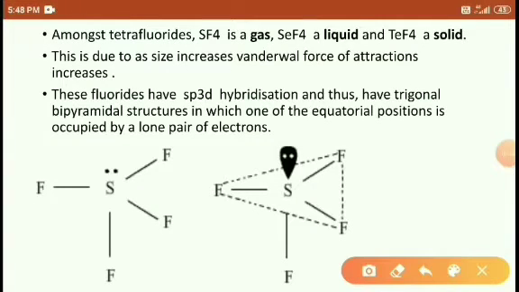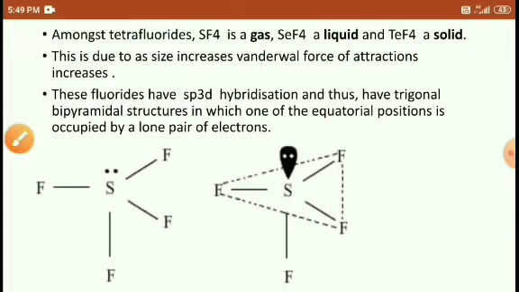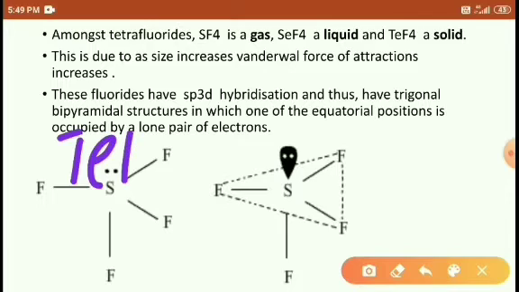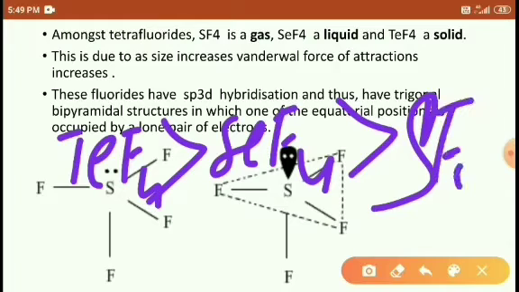Among all the tetrafluorides, sulfur tetrafluoride is gaseous in nature, selenium tetrafluoride is liquid in nature, and tellurium tetrafluoride is solid in nature. Why? Because as the central atom size increases, the van der Waals forces of attraction also increase. So due to the van der Waals forces of attraction, they change state. Selenium tetrafluoride has higher van der Waals attraction than sulfur tetrafluoride.